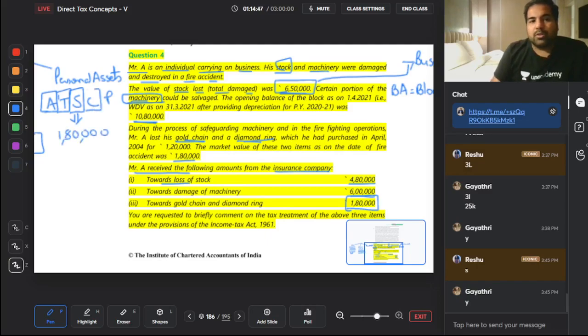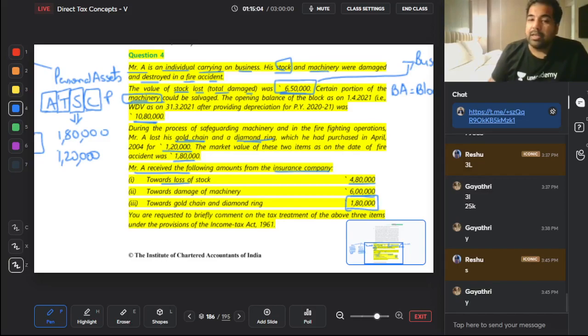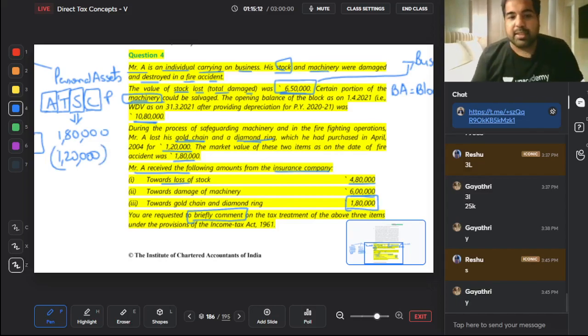What is your cost? The cost, guys, of this, not the FMV, the cost is 1,20,000. And when was it purchased, guys? It was purchased many years back in 2004. So can I index it? Yes, you can index it. They've not given us CIIs because they've only asked us to comment and not to solve, but I'm solving it for you. Can you index? Yes, I can index. And guys, this is your answer.